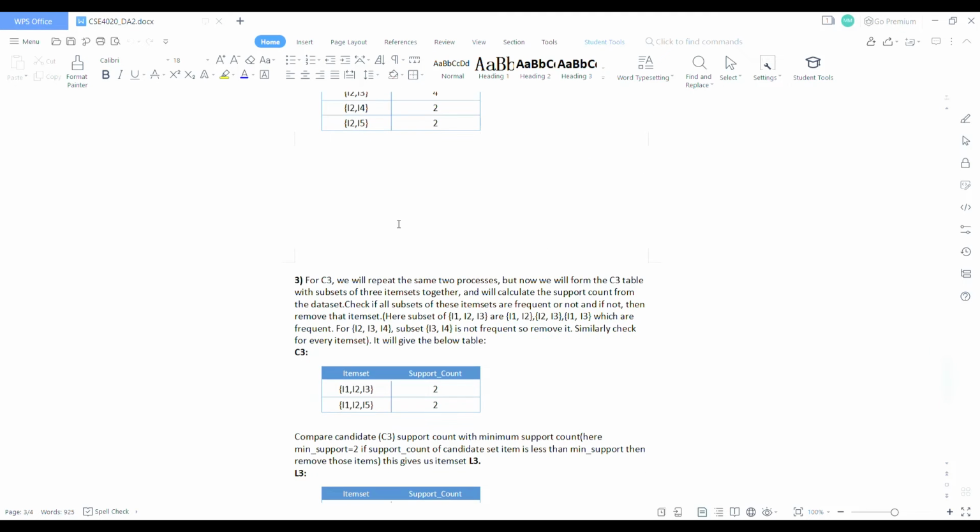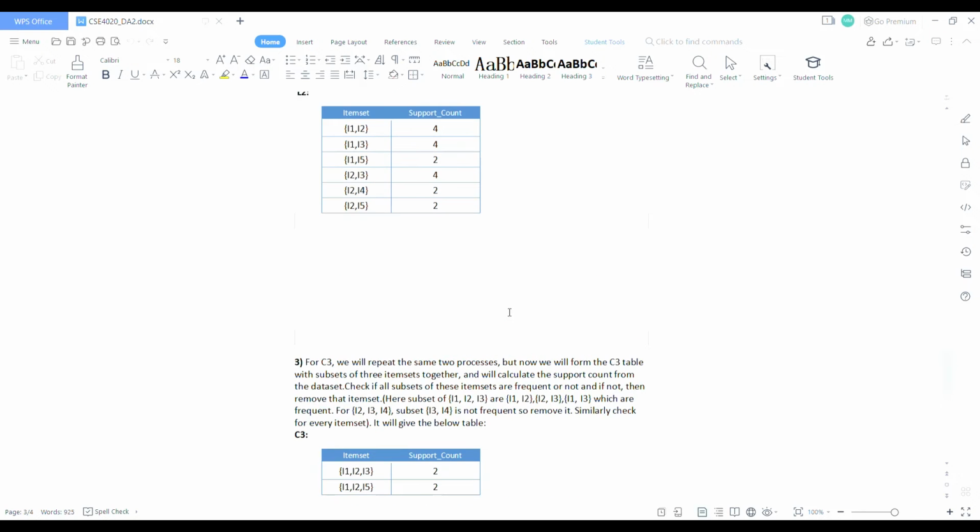So moving on to the third step, we'll be repeating the same process in order to get the C3 candidate set. But before we write down the C3 table, which will have subsets of 3 item sets together and also their support count, we need to eliminate those item sets that are not frequent. So if we take the example of I1, I2, I3, the subsets will be I1, I2, I1, I3, and I2, I3, all of which are present in the table L2. Therefore, it is frequent and we don't need to remove that from the C3 table.